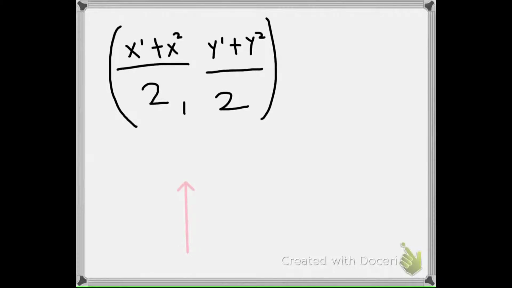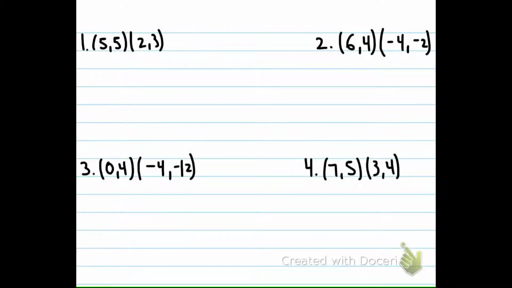It's x1 plus x2 divided by 2, and then y1 plus y2 divided by 2. So the answer will come in an ordered pair. The formula will make more sense when we start doing examples. So our first examples are going to be of ordered pairs. So our formula, remember, is x1 plus x2 divided by 2, and then y1 plus y2 divided by 2.